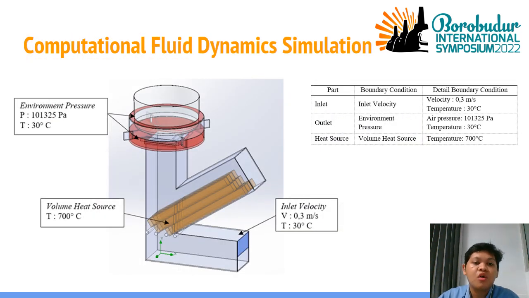CFD simulation or computational fluid dynamics was run on the initial design and the modified design to see if there was an impact on performance. For the assumption we use in this simulation, we simplify the combustion process into a stream of hot air. Hot air flows from the inlet to the combustion chamber, passes through a heat source with a temperature of 700 degrees Celsius and flows out forward. Boundary conditions that were run in this simulation can be read in the table.